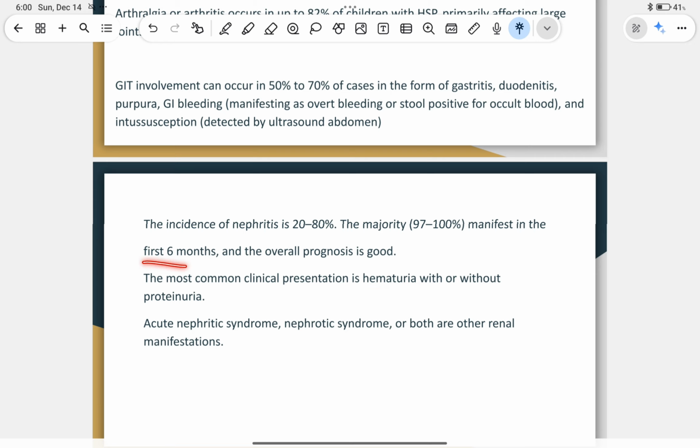Nephritis involves mostly in first 6 months, very rarely in between 6 months to 1 year. Okay, nephritis will never happen after 1 year. Within 1 year it should be there, and most patients will be experiencing in less than 6 months.